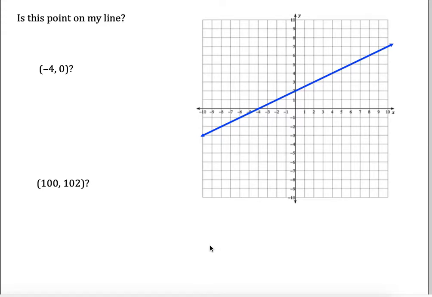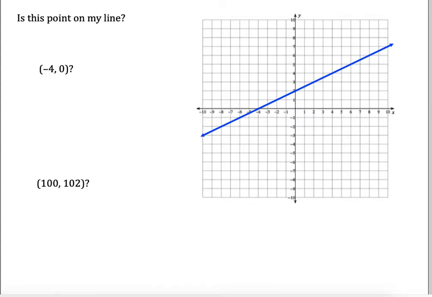This video is going to be about identifying whether a point is on a given line or not. So if I have a line and I want to find out if the point's actually on it or not, how can I know for sure? How can I prove it to myself and probably also others that that point belongs on that line? It's part of the points that make up the given line that I'm looking at.